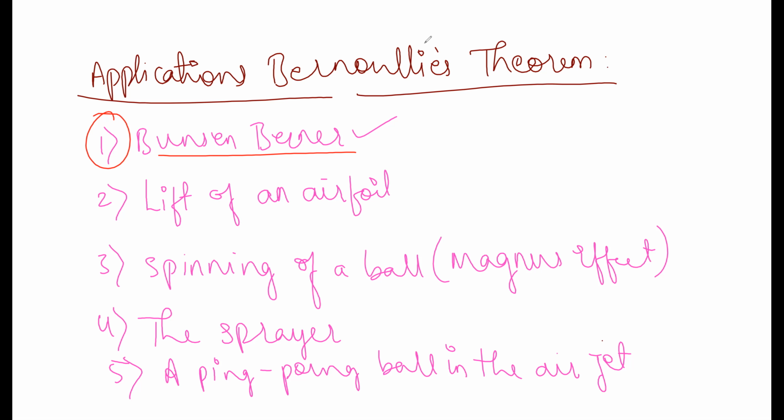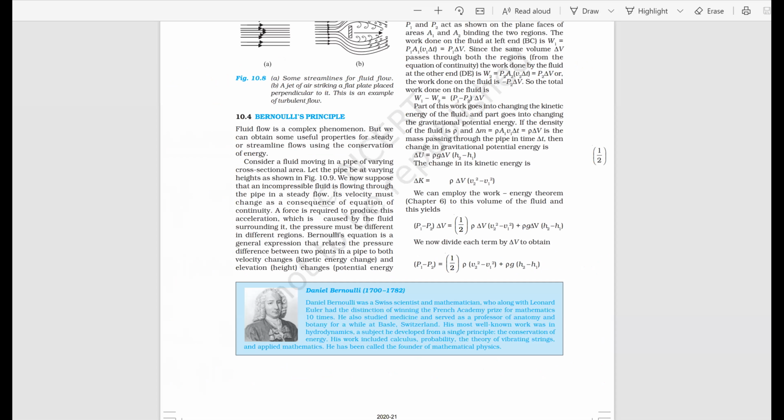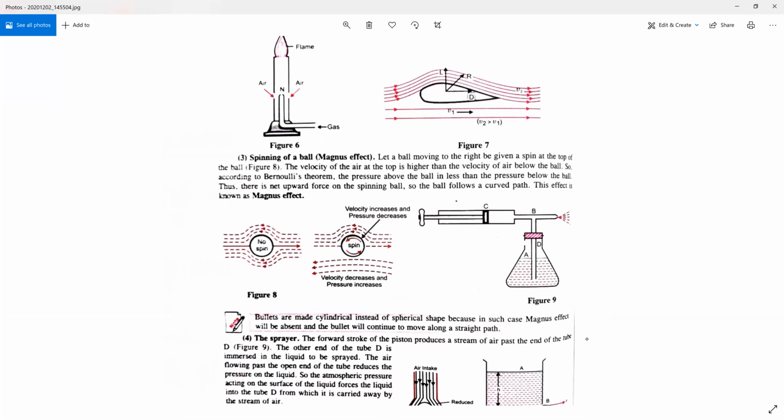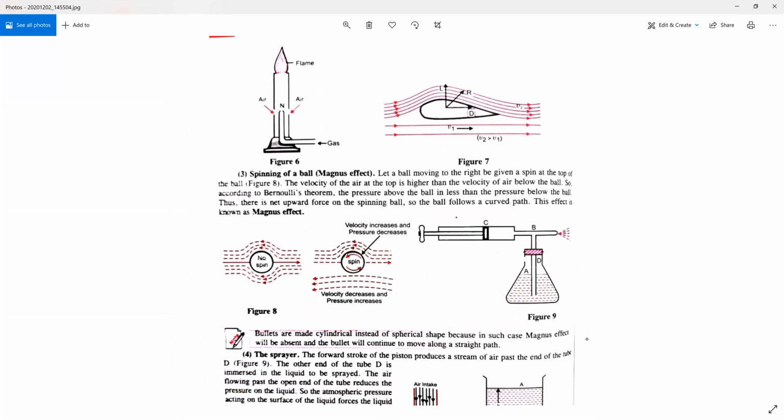Here, the diagram of the Bunsen burner is like this. This is the Bunsen burner, shown in figure 6. The flame is shown here. Due to the presence of gas, it is burning.